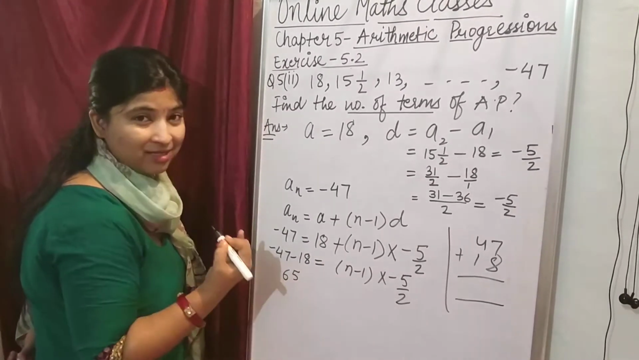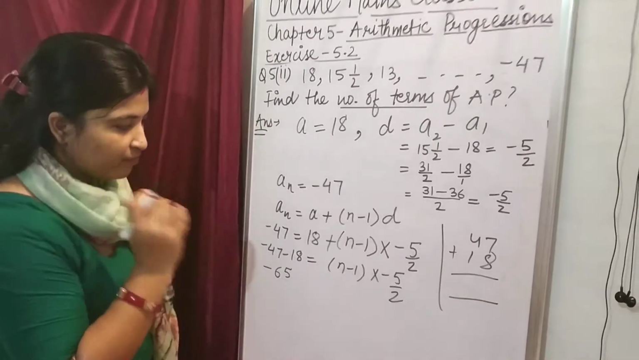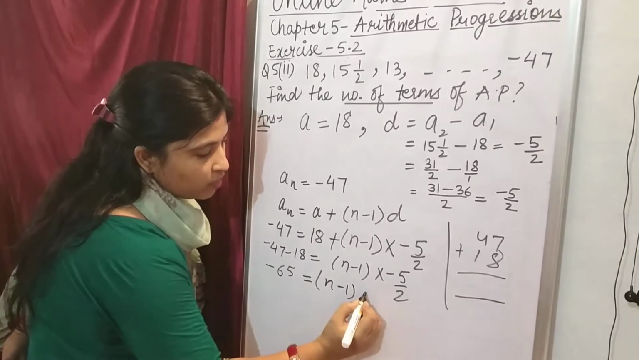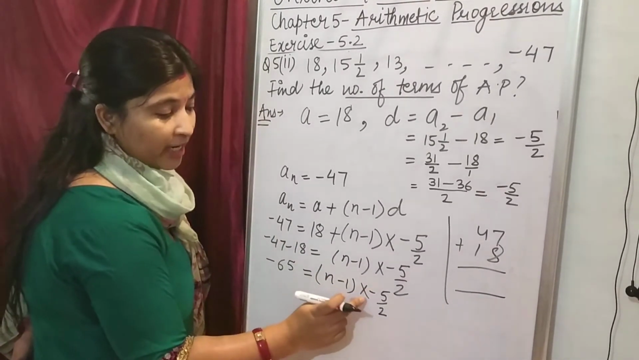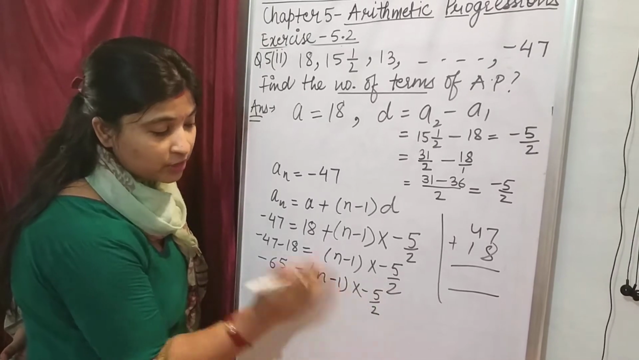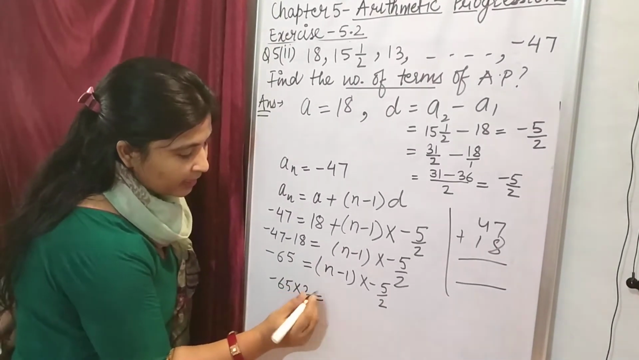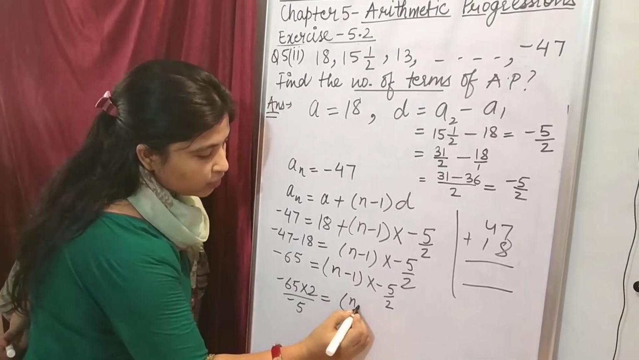So what are you getting? 65. Both have the same sign, so it will be minus 65. So minus 65 is equal to (n minus 1) into minus 5 upon 2. Now, in minus 5 upon 2, can you see that this 5 is in multiply and 2 is in divide? So this 2 will come to this side in multiply and the multiplied number will go in divide. Okay, so that is your n minus 1.